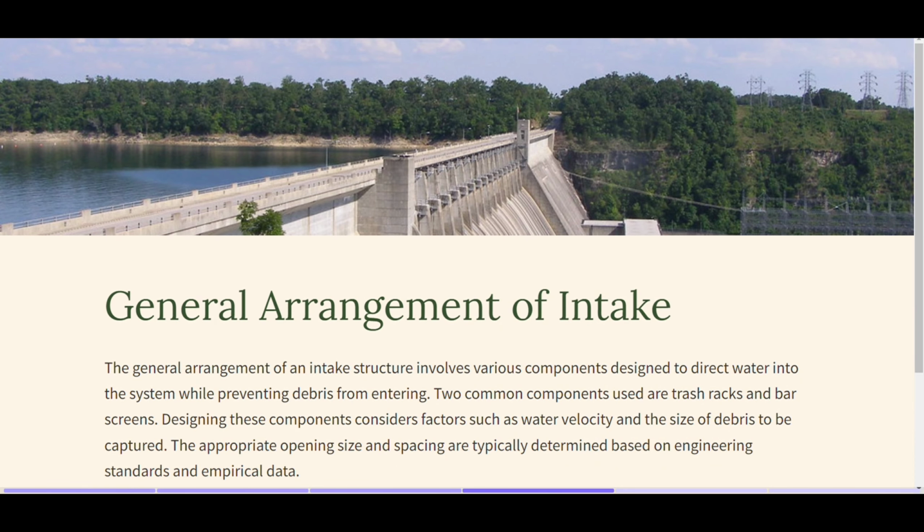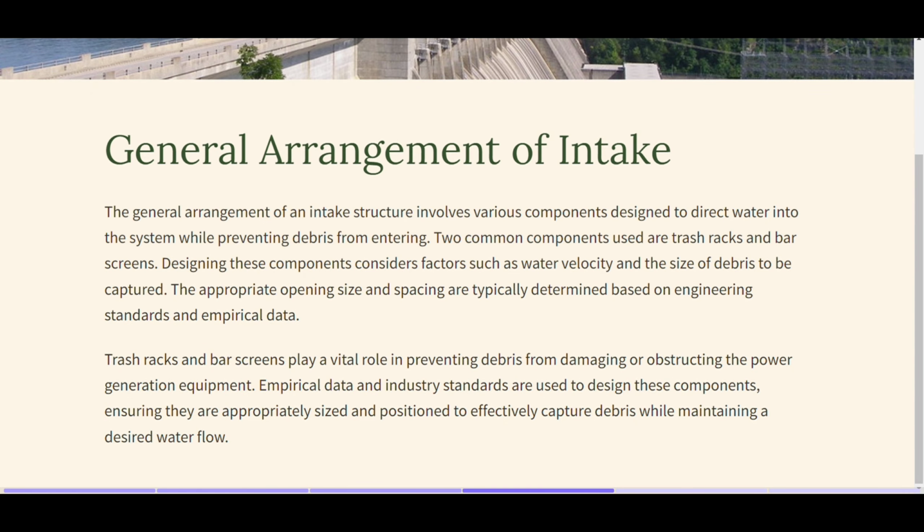The general arrangement of an intake structure involves various components designed to direct water into the system while preventing debris from entering. Two common components used are trash racks and bar screens. Designing these components considers factors such as water velocity and the size of debris to be captured. The appropriate opening size and spacing are typically determined based on engineering standards and empirical data. Trash racks and bar screens play a vital role in preventing debris from damaging or obstructing the power generation equipment.